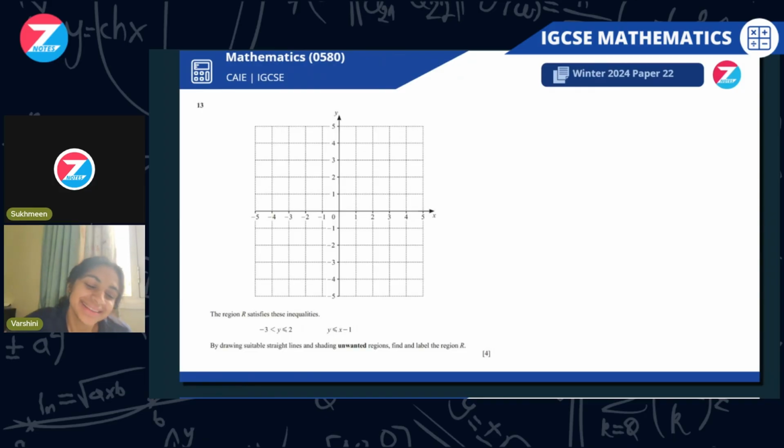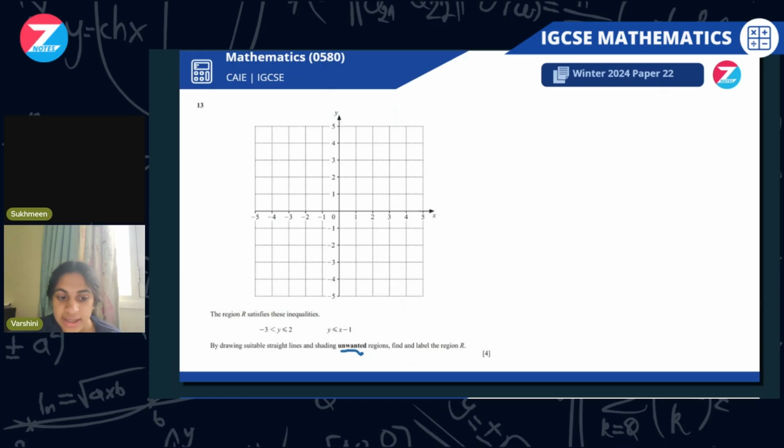Question 13. The region R satisfies these inequalities: minus 3 smaller than y smaller than or equal to 2, and y smaller than or equal to x minus 1. By drawing suitable straight lines and shading the unwanted regions, remember unwanted, find and label the region R. So R is going to be the triangle, or whatever shape, in the middle that's satisfied by all lines.